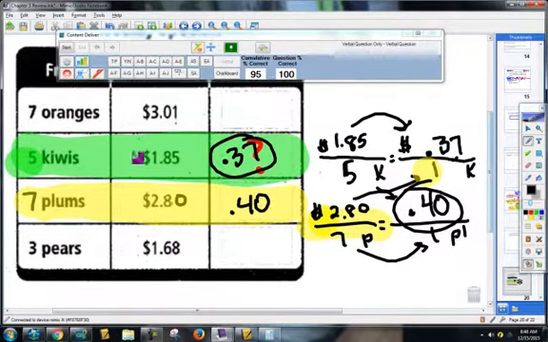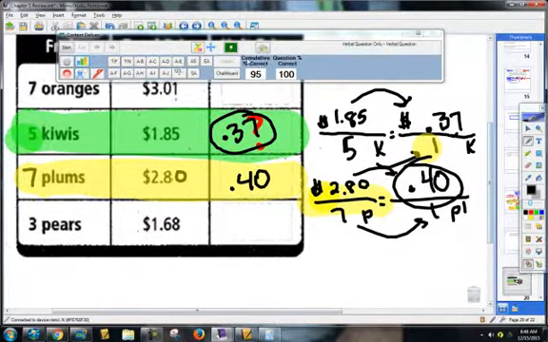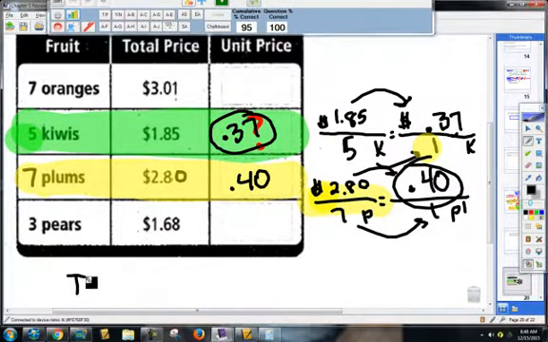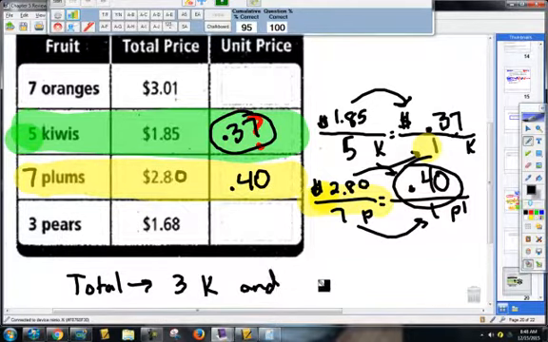So I'll leave this up here so you guys can see. Now what I want you to do is I want to know the total price if I were to buy 3 kiwis and 4 plums. I want to know what the cost would be. We're going to use this unit price here to help us figure that out.